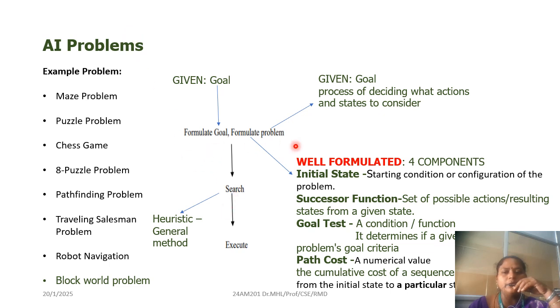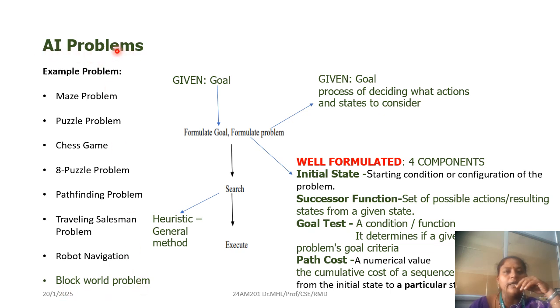Before getting deep into this, first let us list out the example problems that are stated throughout this course. Maze problem, puzzle problem, chess game, 8 puzzle problem, path finding problem, traveling salesman problem, TSP in short, robot navigation, block world problem.